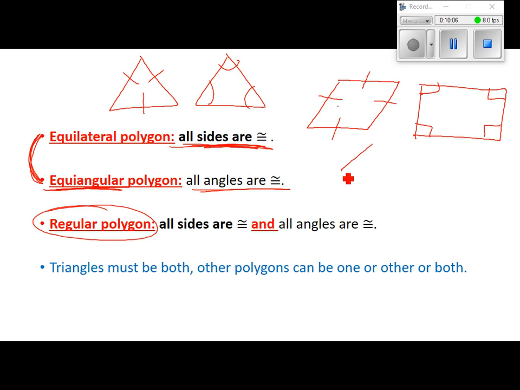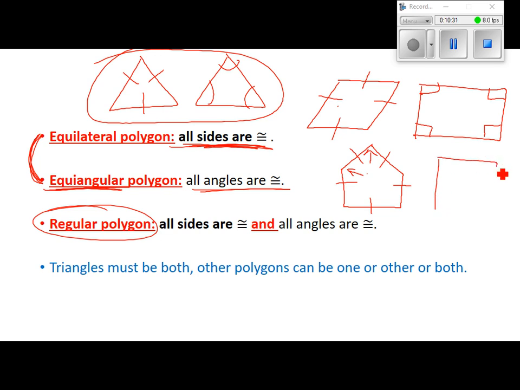Home plate on a softball field is equilateral. All these sides are the same length, but all these angles aren't the same measure. So it's equilateral, but it's not equiangular. The only polygon that has to be both, if it's one then it has to be the other, is a triangle. Now there are polygons that are both equilateral and equiangular, like a square. Square, all the sides are congruent and all the angles are congruent. So it's called a regular polygon, or if it was a square, it could be called a regular quadrilateral because it's got 4 sides.